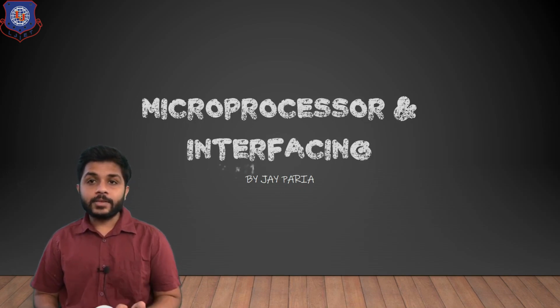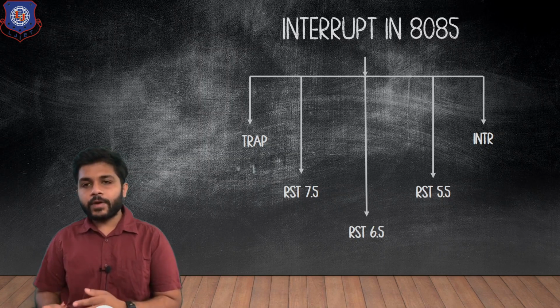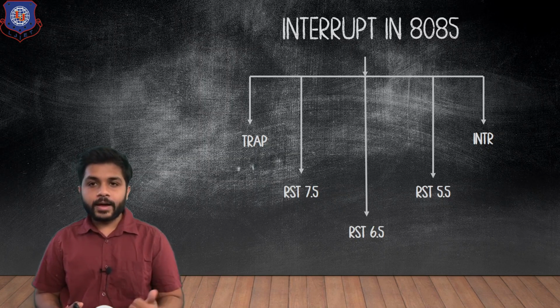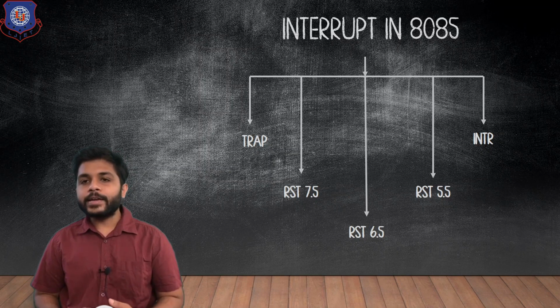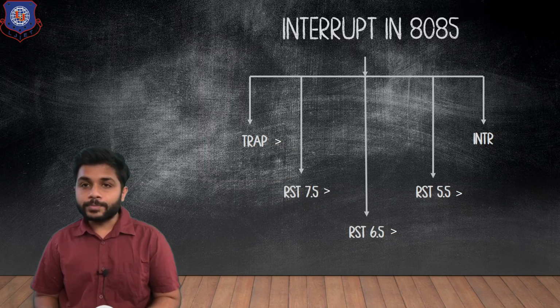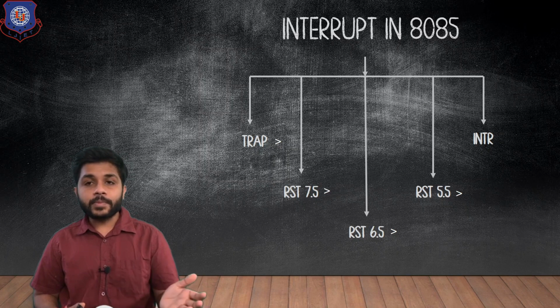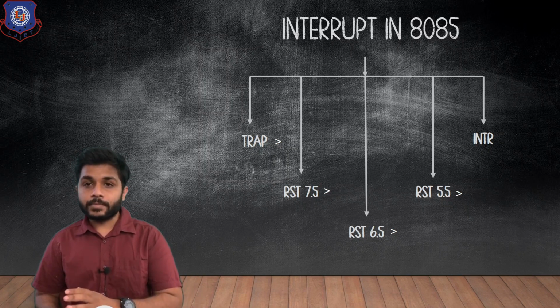Today we are going to see two instructions for the microprocessor 8085, that is RIM and SIM. We know that the microprocessor 8085 has 5 interrupts: TRAP, RST 7.5, RST 6.5, RST 5.5 and INTR. We also know their priority: TRAP has the highest priority and INTR has the lowest priority.